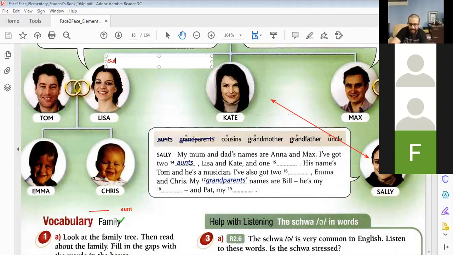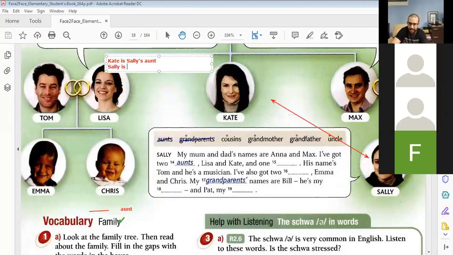Kate. Sally is Kate's niece. Yes, very nice. Correct. Excellent. So Kate is Sally's aunt. So let's write it. Kate is Sally's aunt. هذه اللي خدناها اليوم. لكن في واحدة مش مذكورة اليوم.